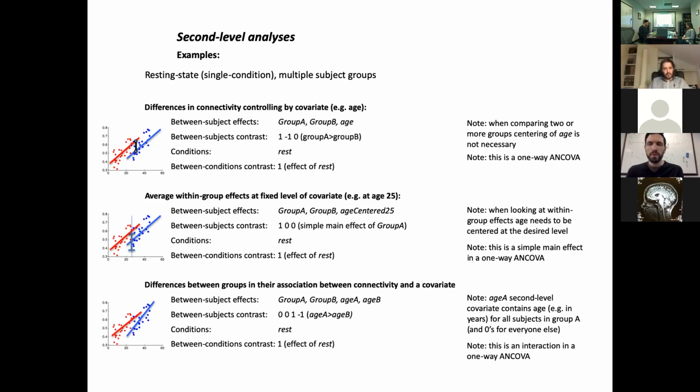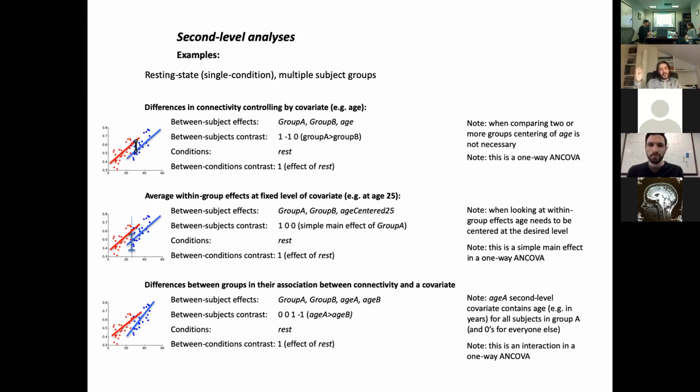Yeah. Maybe to give a more concrete example: let's say motion, like average motion in the scanner. I added that into my second level model, and we didn't see that there was much difference between whether I included it or not. Right, that's a great example there.